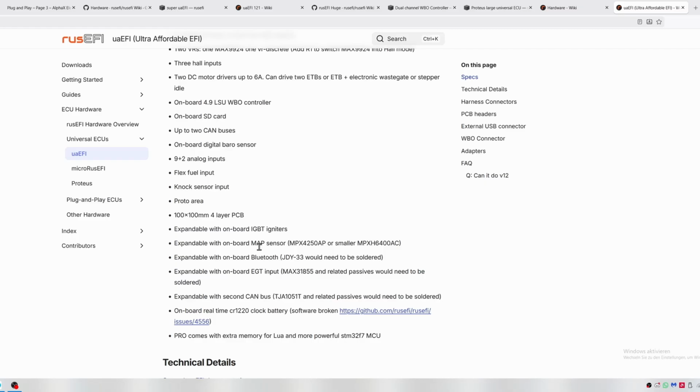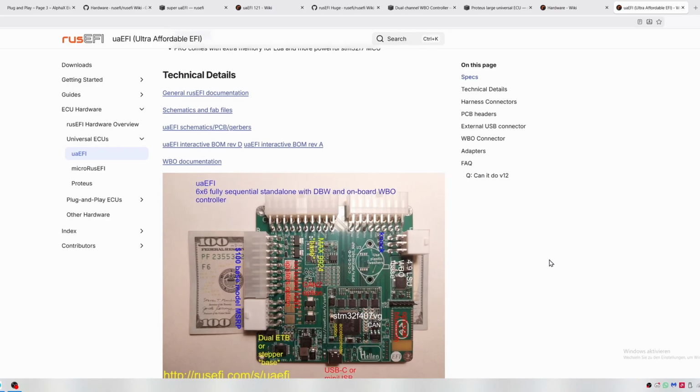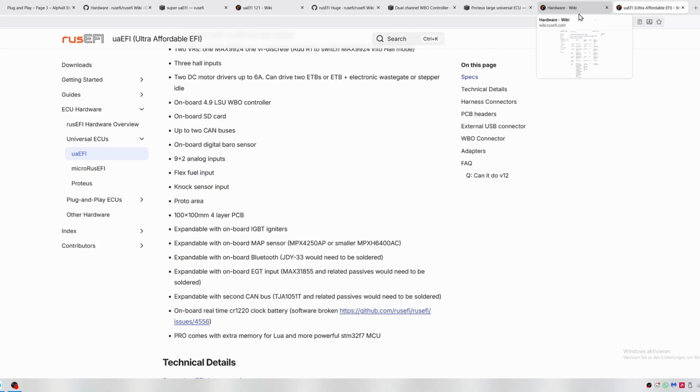Also, you can solder on a Bluetooth module if you want to, so you have Bluetooth connectivity. In my opinion, I don't really like having Bluetooth, I like having USB more, but to each their own. EGT input is there. That is about it for the UAEFI.